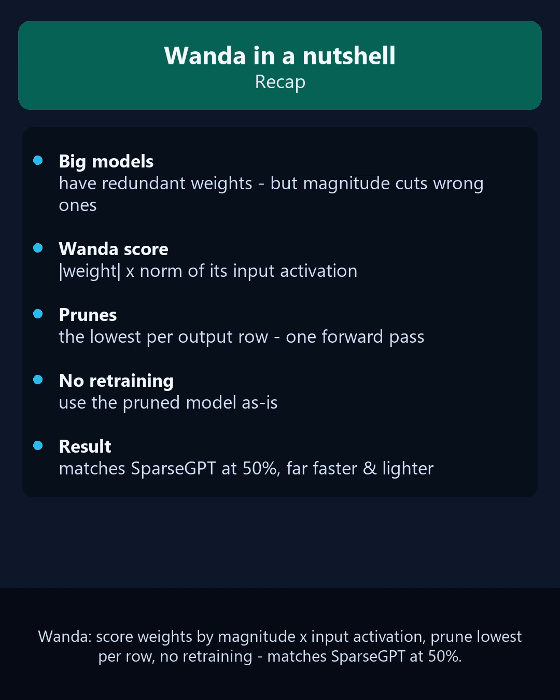Quick recap. Big models have redundant weights, but magnitude pruning cuts the wrong ones. Wanda scores each weight as its magnitude times the norm of its input activation, prunes the lowest per output row, and needs just one forward pass, no retraining. It matches SparseGPT at 50% sparsity, far faster and lighter.